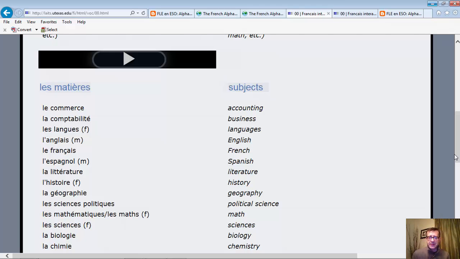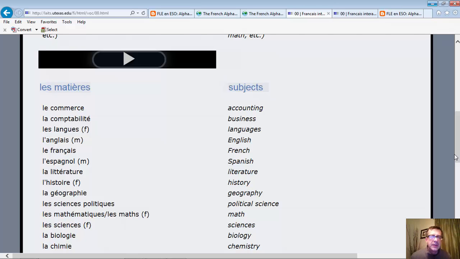So there are languages out there that do a lot of work to show you which syllable gets the right emphasis. And imagine in English. In English, we never know. There's so many exceptions. You know, is it information? Is it information? Well, I don't know. So there's tons of exceptions in English, right? But in French, it's pretty regular. It's always on the last syllable. Le commerce, la comptabilité, les matières, it doesn't matter. Always on the last syllable.